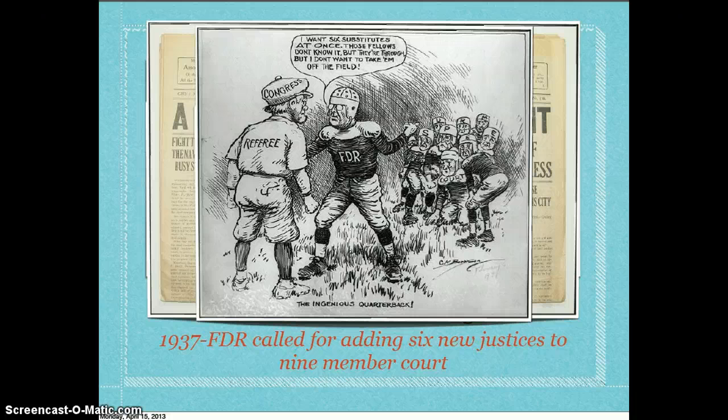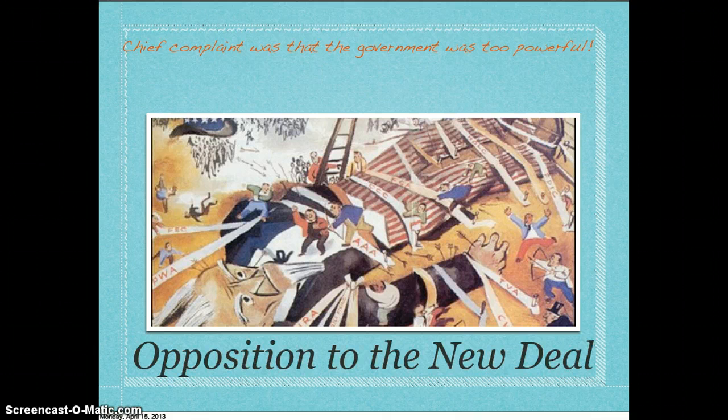His critics accused him of upsetting the balance of power of the 3 branches of government. So it's an opportunity for his critics really to be vocal about a situation in which he tried to do something that no president had done before. Hence we see some opposition to the New Deal.